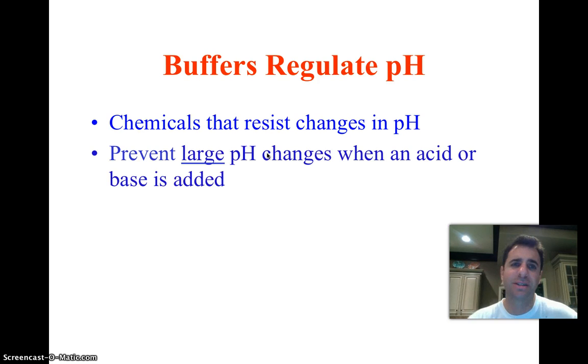There are, however, in your system buffers, and buffers help to regulate pH. They resist changes, and they do so by binding those hydrogen ions. So if an acid gives off a hydrogen ion, a buffer will absorb them to prevent them from floating around in solution and making the solution more acidic. So buffers prevent large pH changes when an acid or base is added.